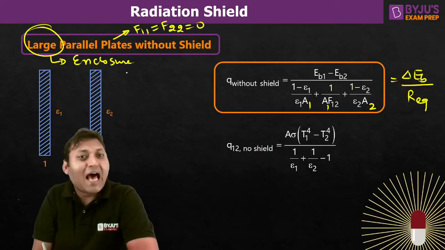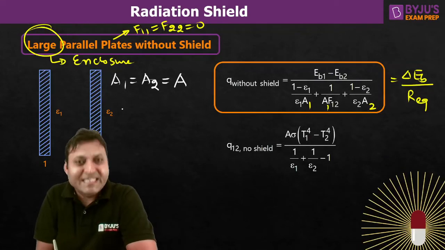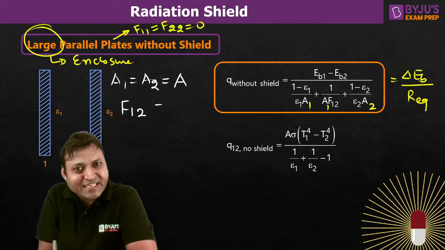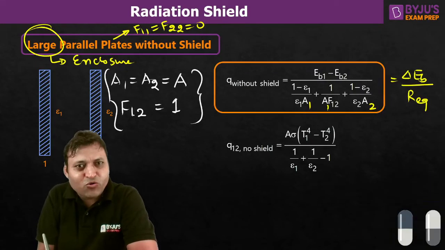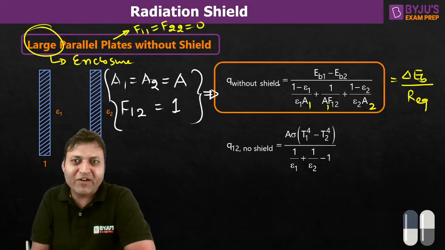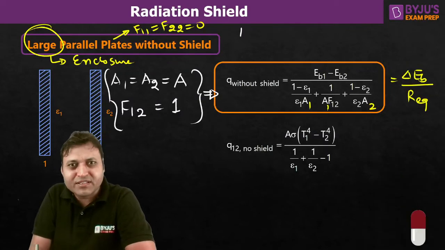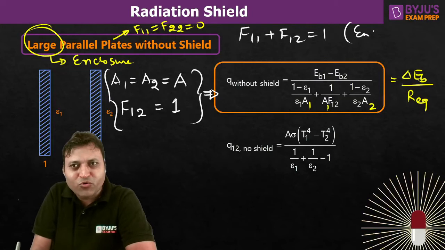Now, for large parallel plates, we can say A1 is equal to A2 is equal to the same A. Similarly, F12, because it is an enclosure, according to the enclosure theorem F12 is equal to 1. If we put the values in the expression, A1, A2 can be taken as A only, and F12 can be taken as 1, because F11 plus F12 is equal to 1 according to the enclosure theorem.